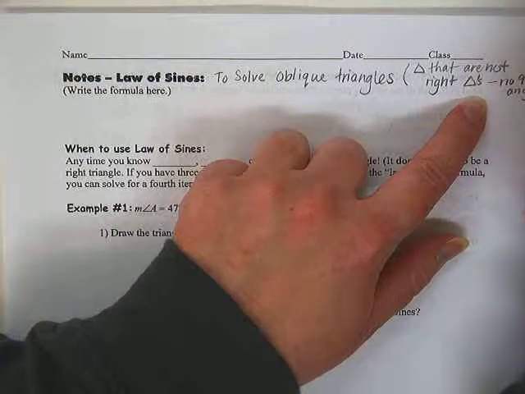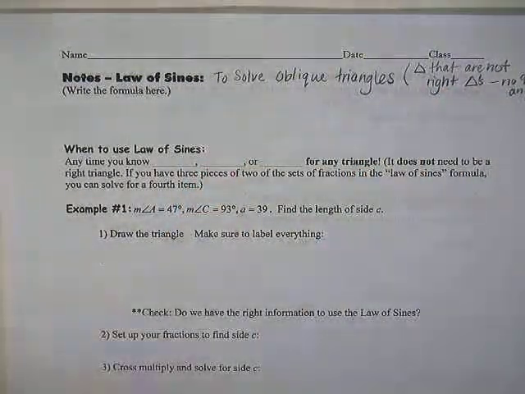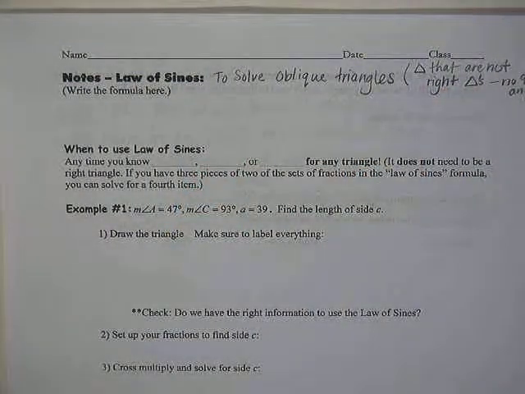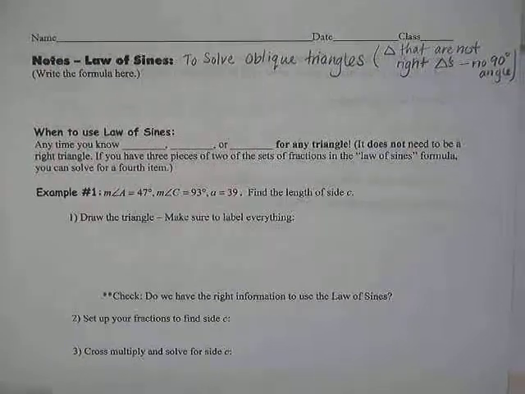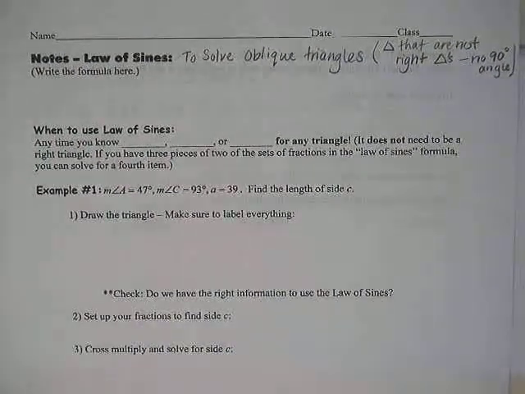Instead, they might have all acute angles. It might be an acute triangle. Or they might have all obtuse angles. It might be an obtuse triangle, correct? But instead of calling them acute or obtuse, we're just going to call them all oblique. All right?